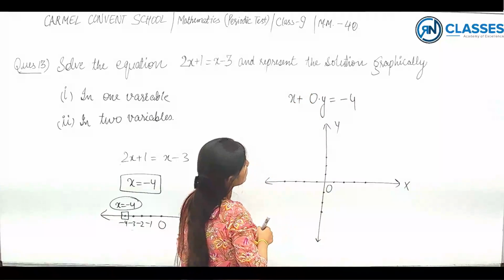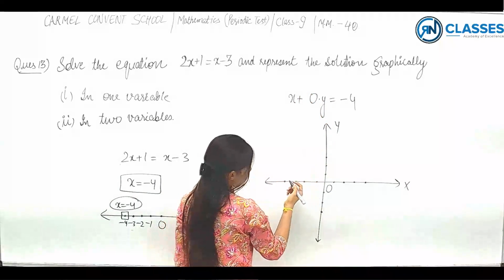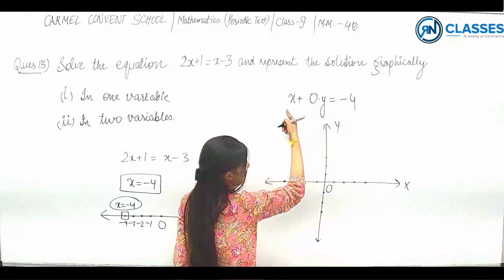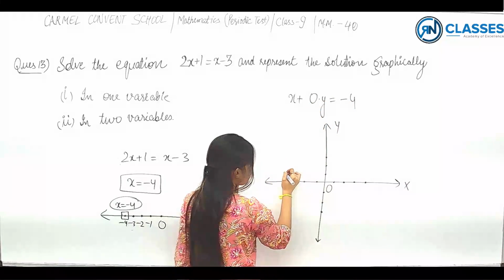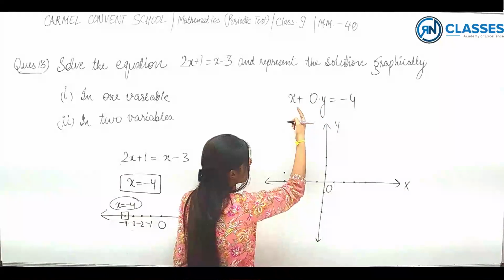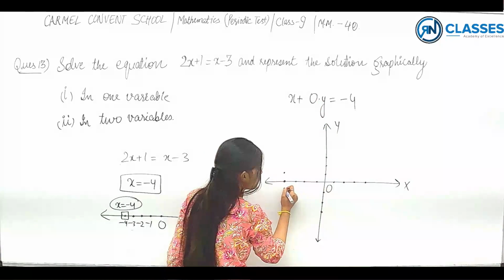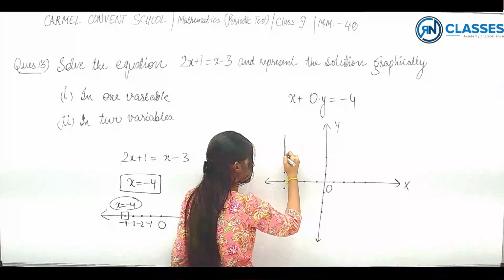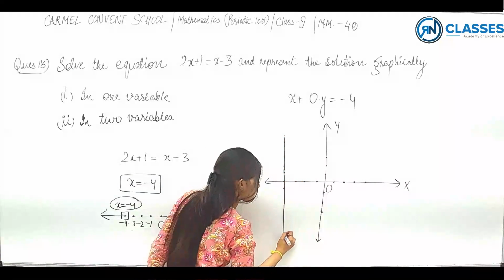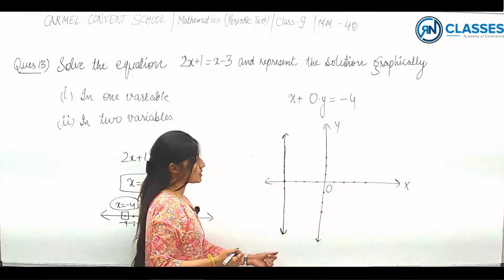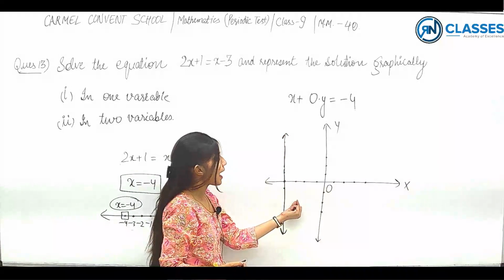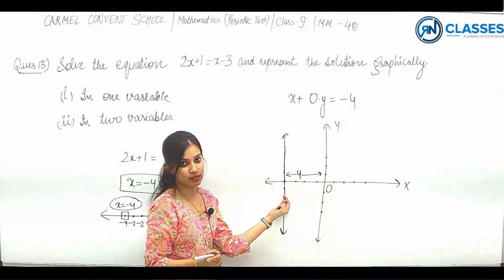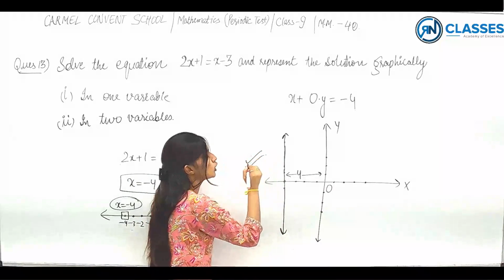So the solution becomes, if I put y is equal to 0, x is equal to minus 4, then this is the solution. If I put y is equal to 1, then also x is equal to minus 4. So minus 4 comma 1 or minus 4 comma minus 1. In fact, the graph is a straight line. It is parallel to the y-axis and at a distance of 4 units to the left of it. So this is our representation in two variables.